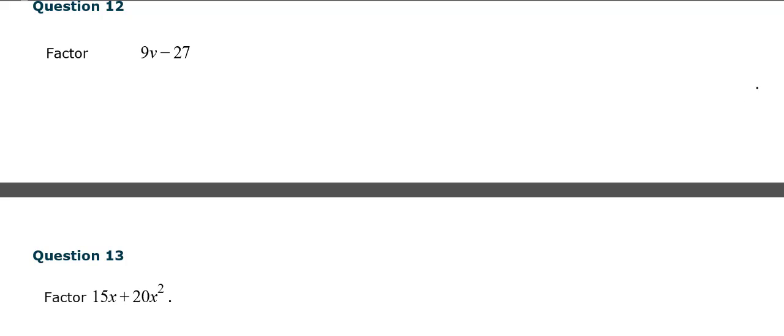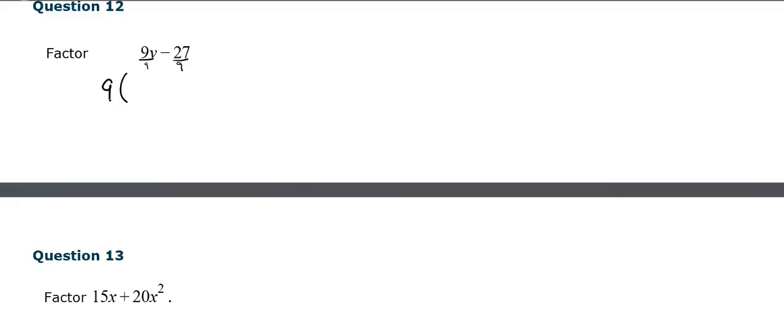Factor 9v minus 27. When we're factoring for these first few examples, we're factoring by removing the greatest common factor. So we're deciding what is the largest number that divides evenly into 9v and 27, and that would be 9. So we put 9 on the outside of our parentheses, and then we're essentially dividing each term by 9.